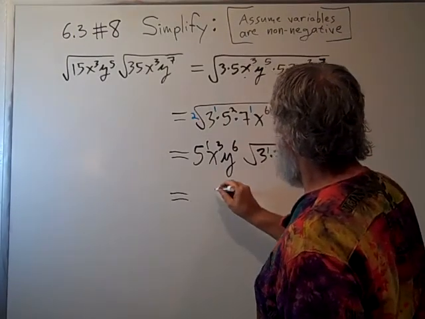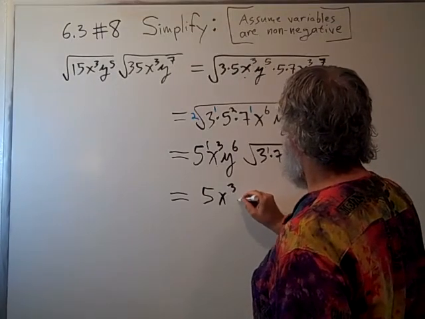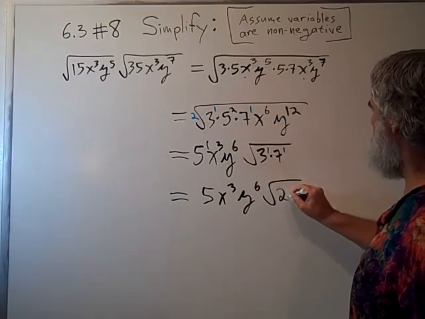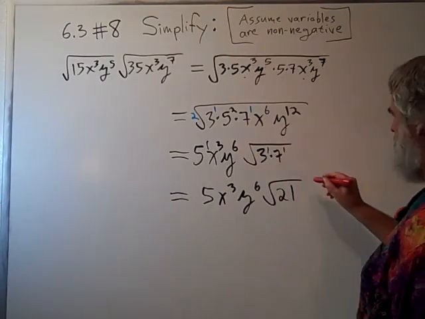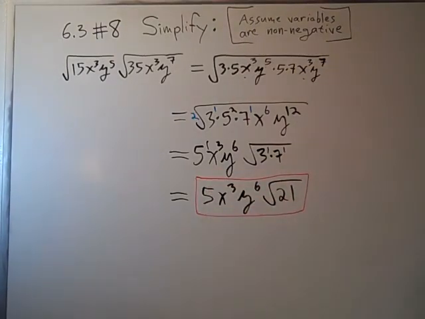So there we have it. Our radical simplifies to 5 x to the third power, y to the sixth power, times the square root of 21. And there's our radical simplified.